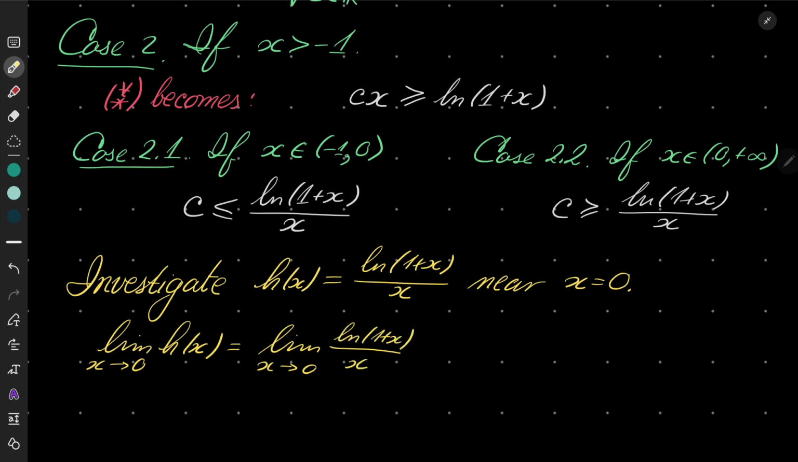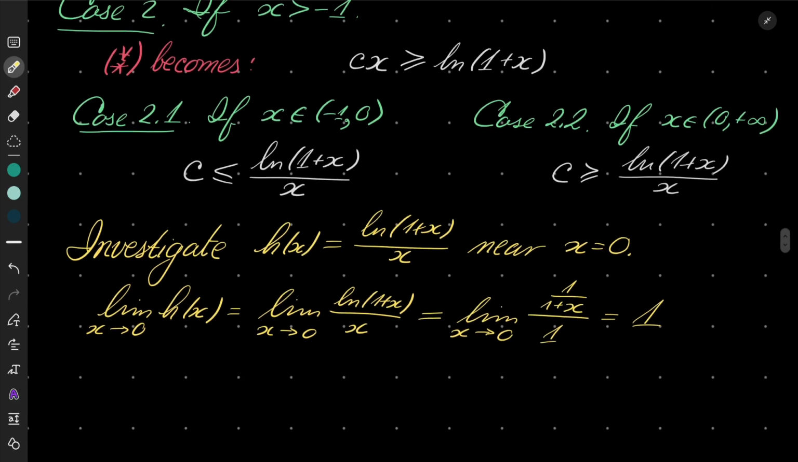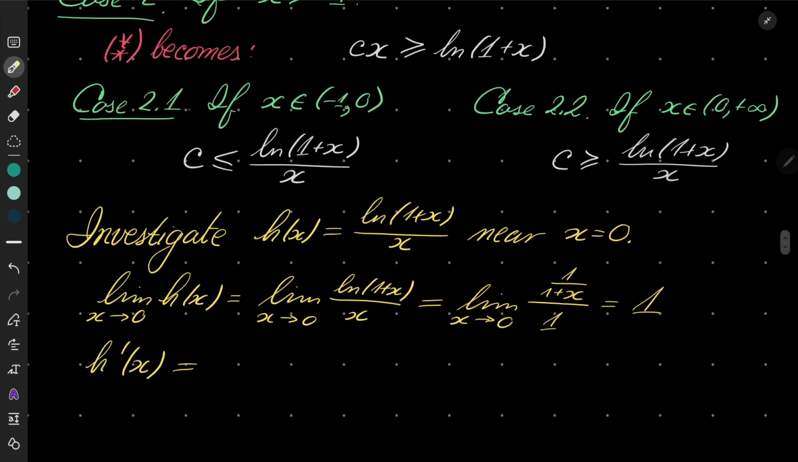I have indeterminate symbol 0 over 0, so I can use de L'Hopital's rule. By de L'Hopital's rule, derivative of the numerator is 1 over 1 plus x. Here we have 1, so our limit is just 1. So we know that our function gets closer and closer to 1 at 0. And moreover, I want to find the derivative of my function. So let's investigate the derivative, h prime of x.